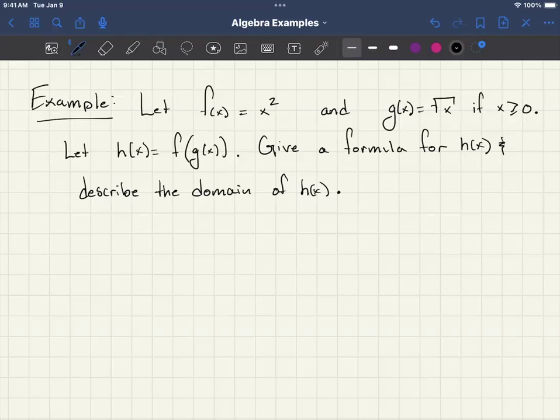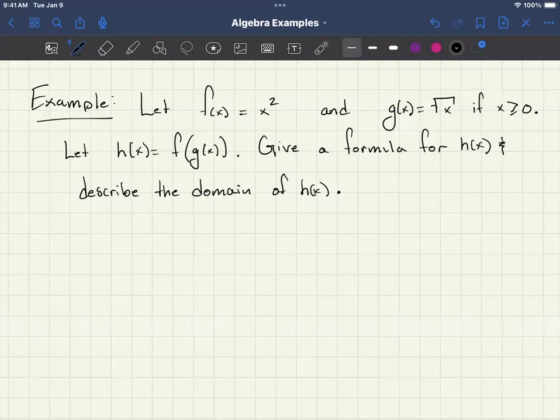We're going to be talking about composition of functions as well as the domain of a function. In this problem, we have two functions that we're working with. The first one is f of x is equal to x squared, and the second is g of x is equal to square root of x.